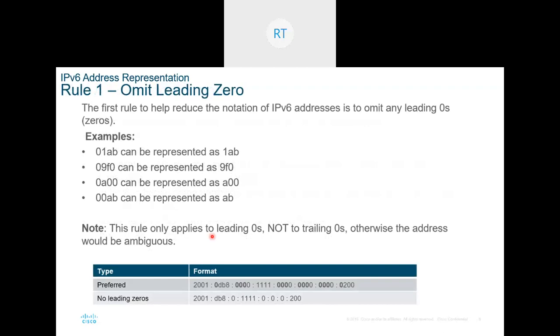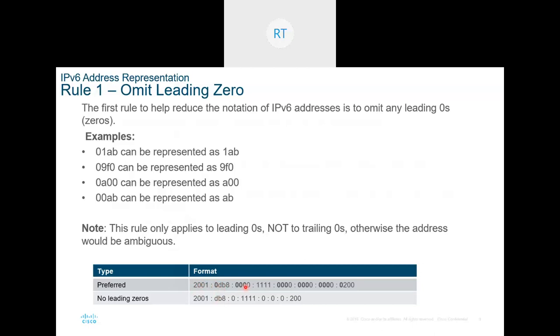The first rule is you omit leading 0s. How do you omit leading 0s? Let's have an example here. This is an example of an address. Here, do you have any leading 0? No, because this is 2001. Leading 0 means the 0 on the left. Yeah, on the left. So there is no leading 0 here. But there is a leading 0 here because it's 0DB8. So we can omit this and it will become this.